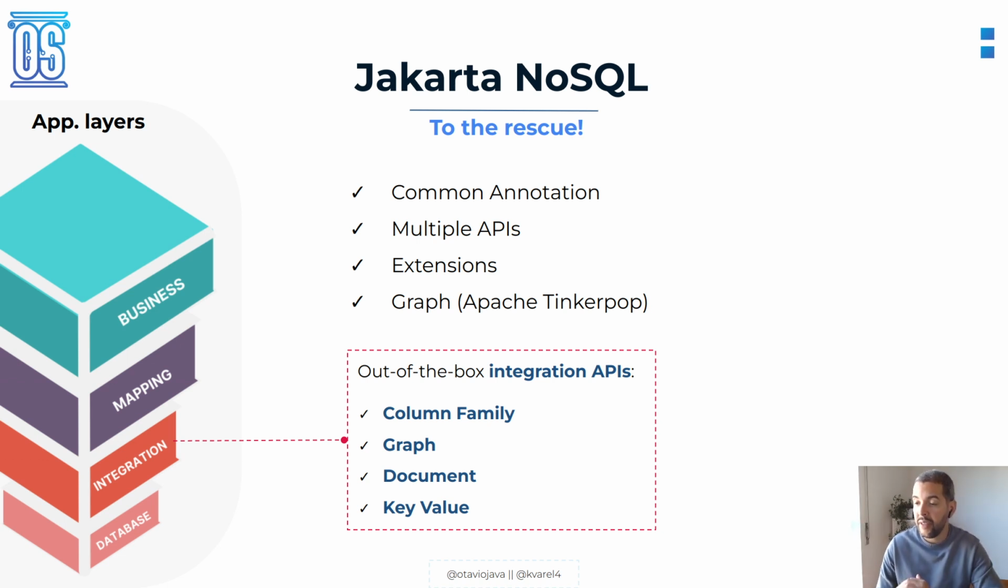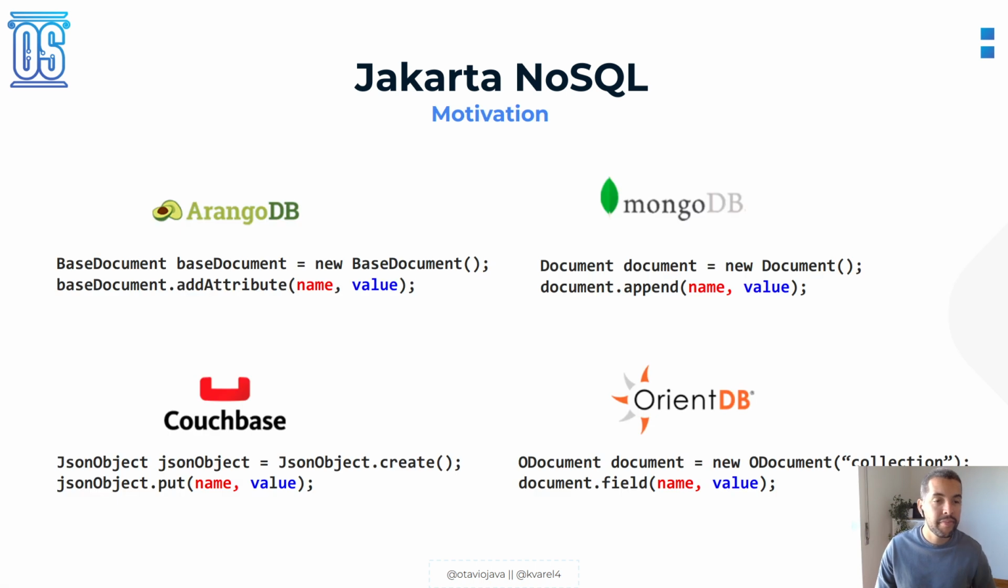The exception is a repository. Okay, but in general we have more APIs. So for example, column family has its own template to do basic operations, graph as well, document as well, and key value as well. And in NoSQL, the particular behavior matters a lot. That's why we have extensions, and we don't want to reinvent the wheel. So in graph, we are using Apache TinkerPop.